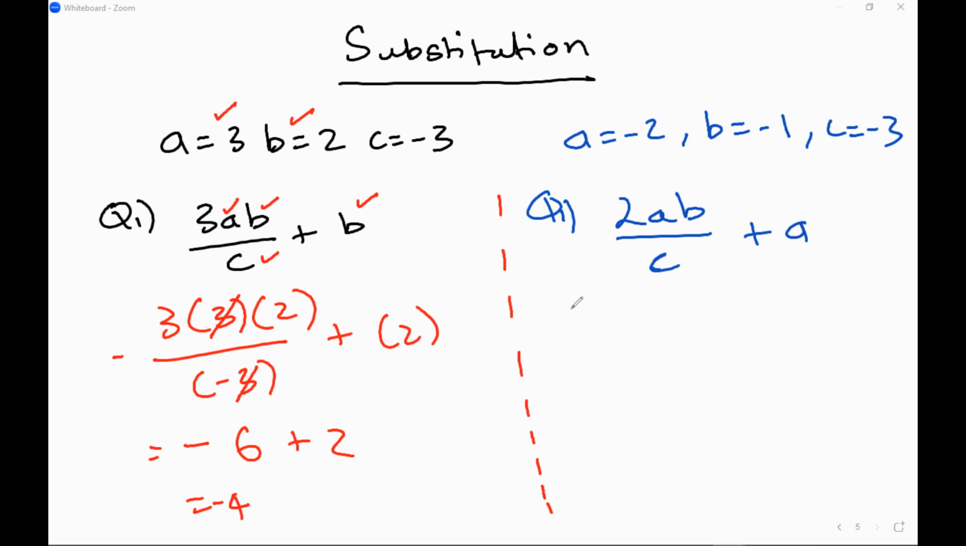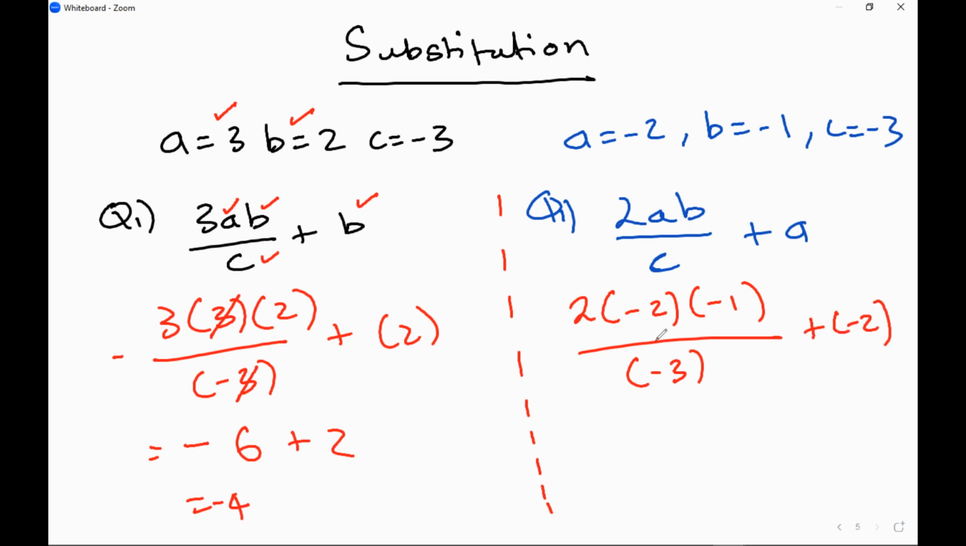So remember here, you're going to substitute in. So I'm going to make a negative 2, b negative 1, and c negative 3 at the bottom, plus a, which is negative 2. This is going to become positive, so that's going to be 4, so negative 4 over 3, minus 2. That'll be negative 4 over 3 minus 6 over 3, which is negative 10 over 3. Okay, cool.